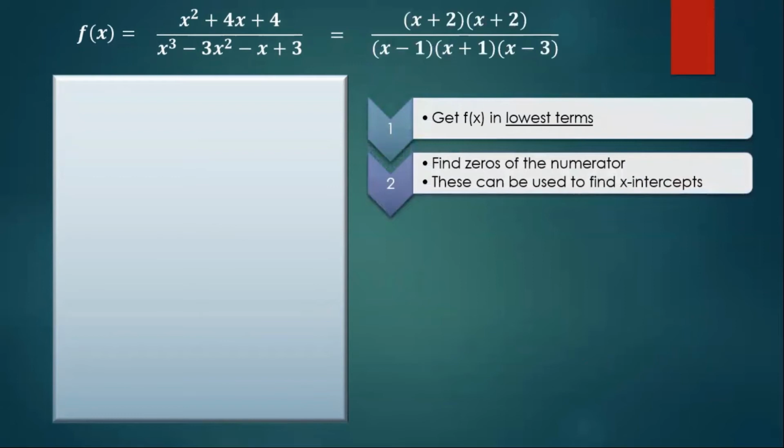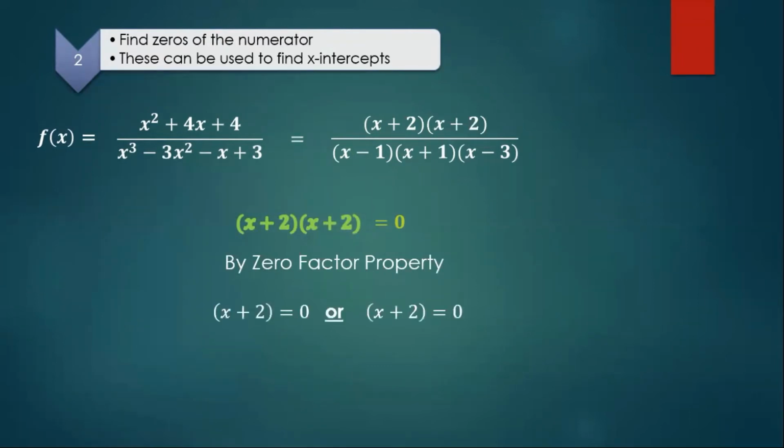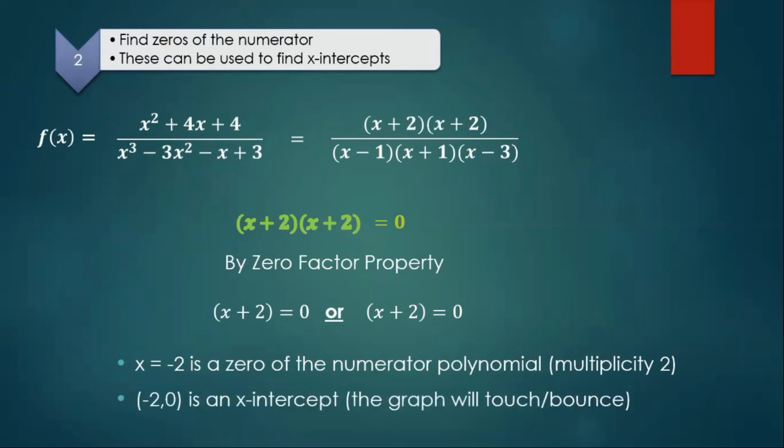Step 2. Let's find the zeros of the numerator. As we already factored it, this is actually going to be pretty quick. We take that numerator, set it equal to 0. By the zero factor property, either one of these factors being 0 would make the entire numerator 0. So x equals -2 is a 0 of the numerator polynomial with multiplicity 2. This means that -2 comma 0 is an x-intercept, and as it has multiplicity 2, the graph will touch or bounce.